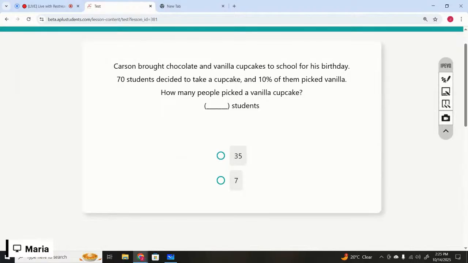Carson bought chocolate and vanilla cupcakes for his school for his birthday. 70 students decided to take a cupcake and 10% of them picked a vanilla. How many people picked a vanilla cupcake?